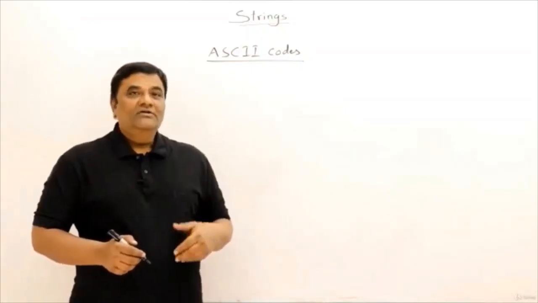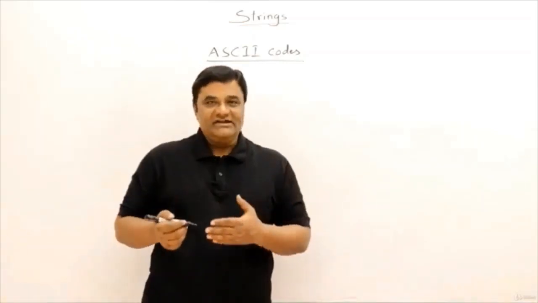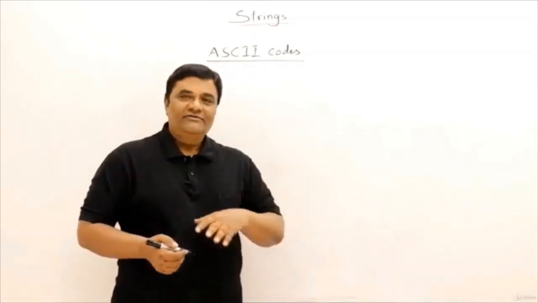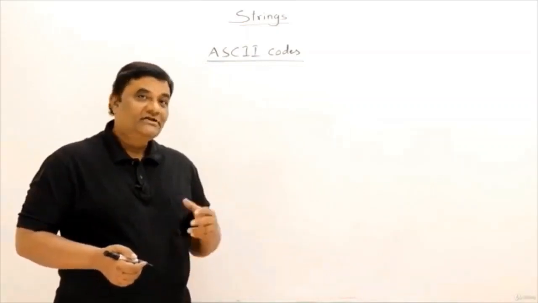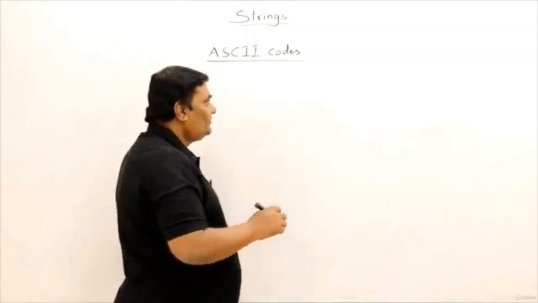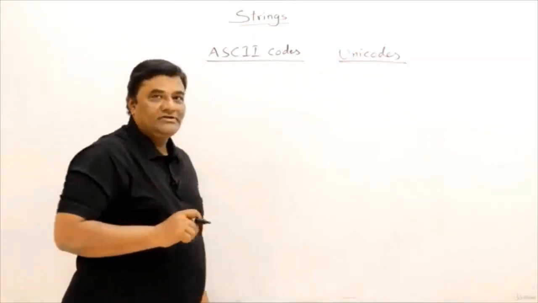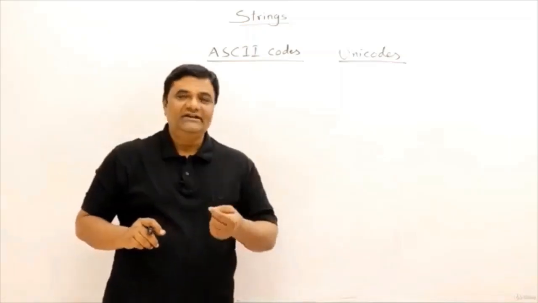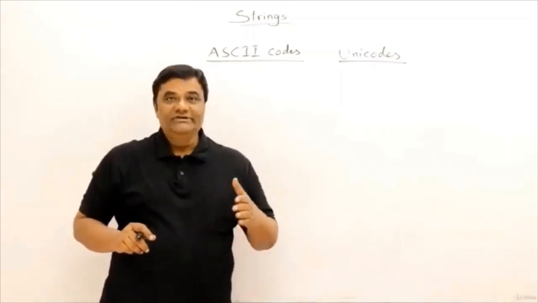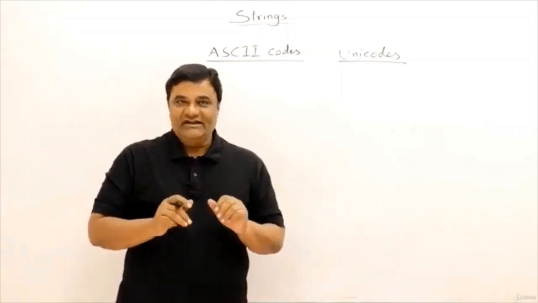And moreover, for other natural languages like Chinese, Japanese or Hindi, for various other natural languages, the codes are defined, and those are ISO standard codes, and those codes are called Unicodes. So we will be learning about ASCII codes first, then I will explain a little bit about Unicode also. So ASCII codes are for the English language.